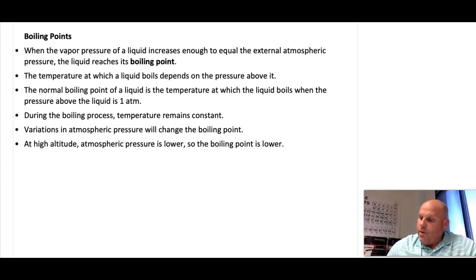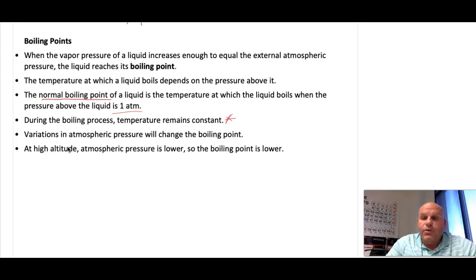So a couple of key takeaways here. When the vapor pressure of a liquid increases enough to equal the external atmospheric pressure, this is when the liquid reaches its boiling point. When we talk about the normal boiling point of a liquid, it's the temperature at which it boils at 1 atmosphere, that standard pressure value. This is a key concept that we'll take a look at in the next video when we look at the heating and cooling curve.